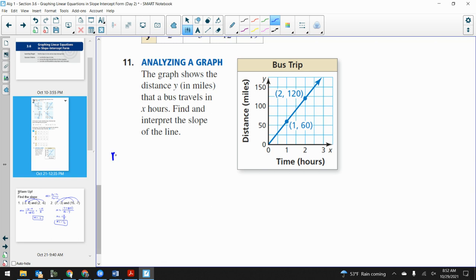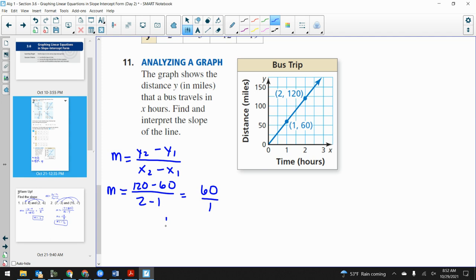So that means I'm going to use my slope formula. Again, y2 minus y1 over x2 minus x1. All right. So m is equal to 120 minus 60 over 2 minus 1, which gets us 60 over 1. That's my slope. My slope is 60.